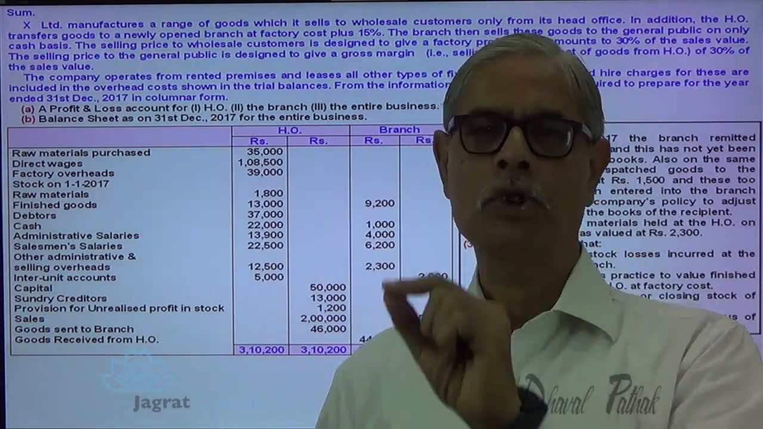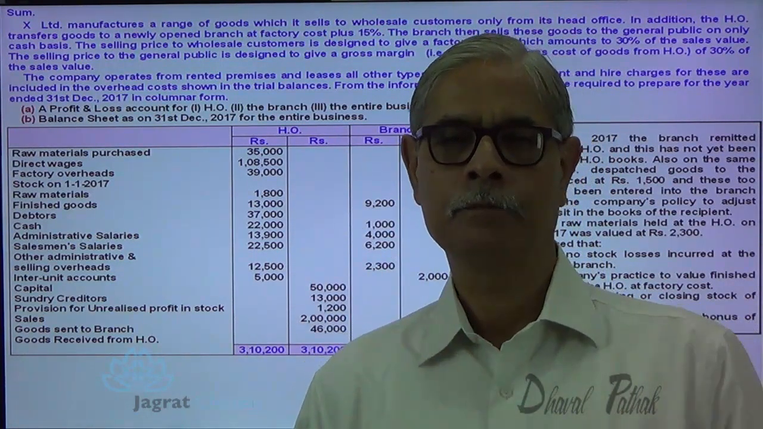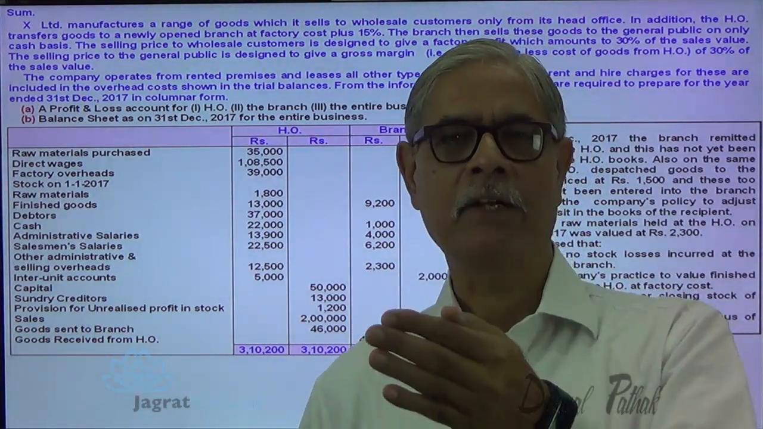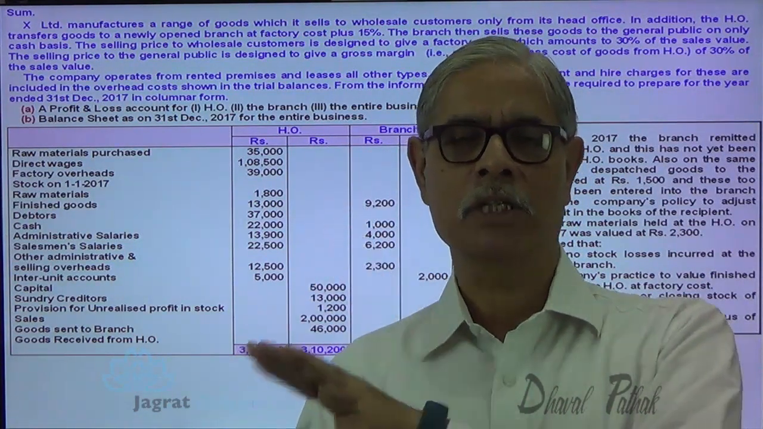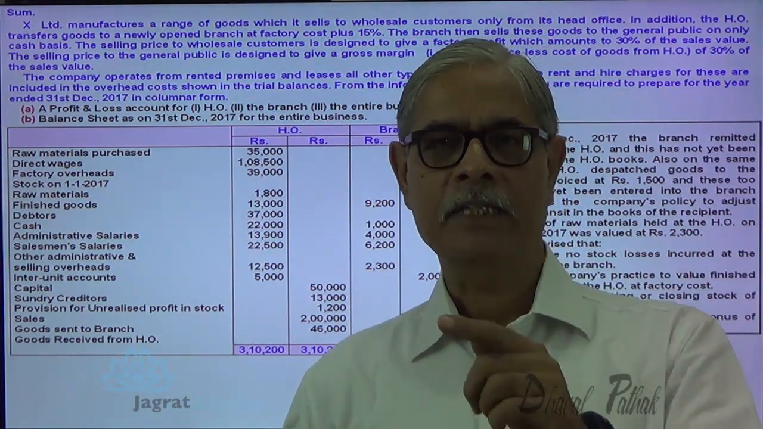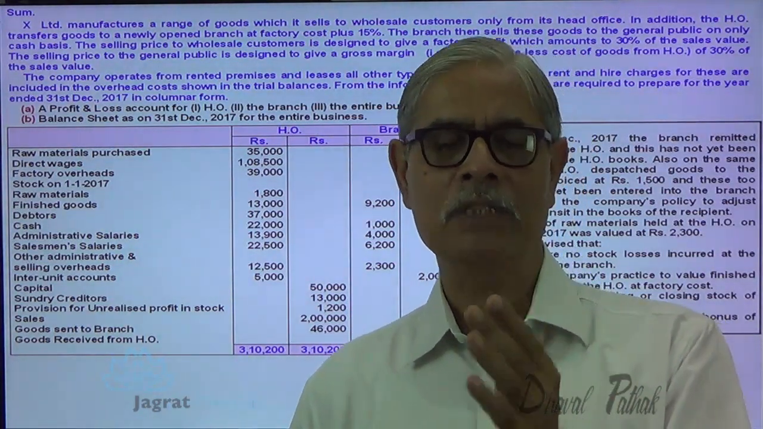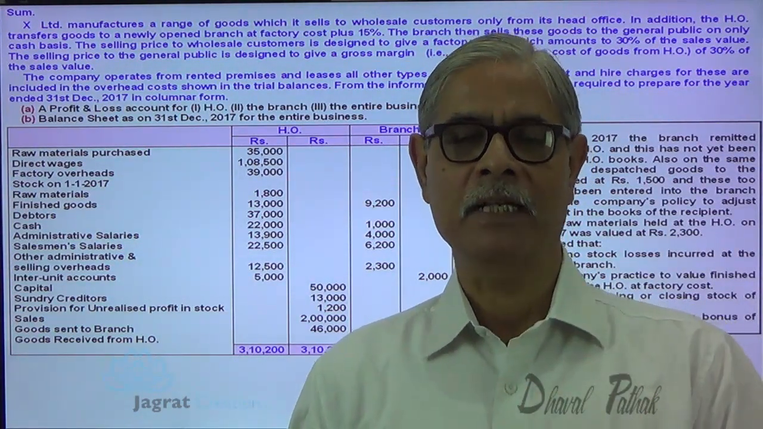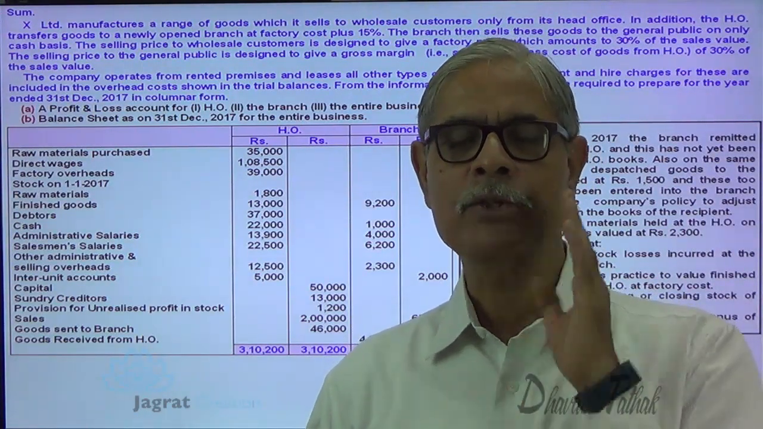HO sells goods through wholesaler and the profit percentage for wholesaler is given. HO sends goods to the branch at an invoice price. On that invoice price, the profit is added and goods are sold by branch to the general public. You are given the profit percentage for sales with wholesaler. You are given the profit percentage at which the goods are sold by branch to the customer, and you are also given the profit percentage or the load percentage at which the goods are invoiced by HO to branch.